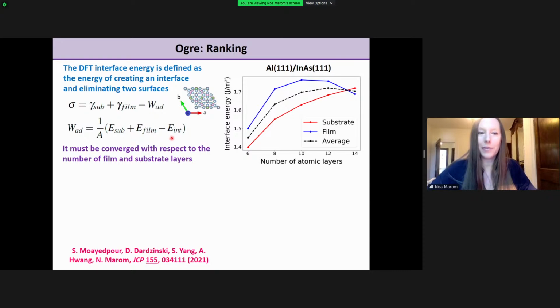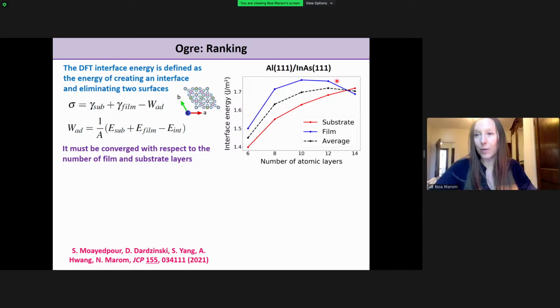So this interface energy has to be converged with respect to the number of film and substrate layers. And the reason is that you need the number of layers to approach the bulk limit in order to get the asymptotic value of the interface energy. So here you can see for the aluminum indium arsenide 111 interface, the red curve is when we change the number of substrate layers and keep the film layers fixed. And the blue curve is when we change the number of film layers and keep the substrate layers fixed. And this dashed line is the average, and you can see that ultimately they go to the same converged value.